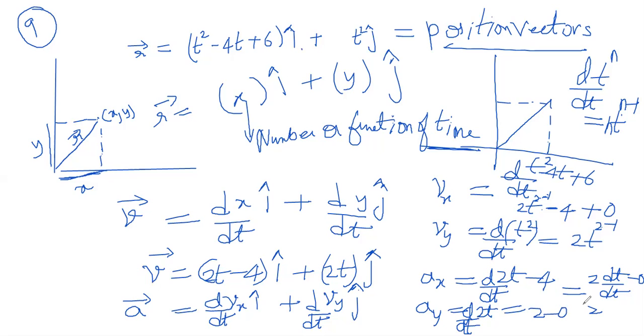Understood, Gitika? Yes, sir. So what are we left with? Simply 2i cap plus 2j cap. That is your acceleration vector. Is it understood, both of you? Yes, sir. Right till there. What we are asked in the question, we are going to do that. Acceleration as a vector, we have got simply 2i cap plus 2j cap. It is so simple.